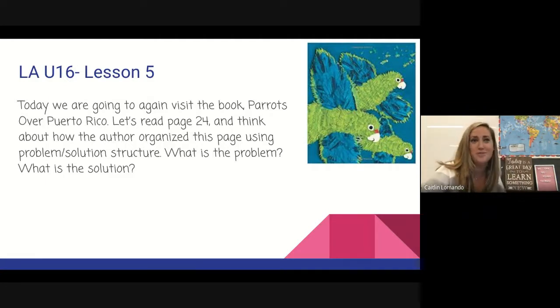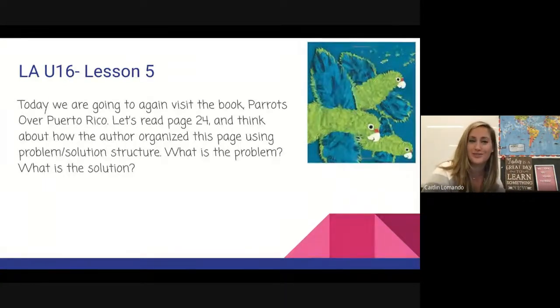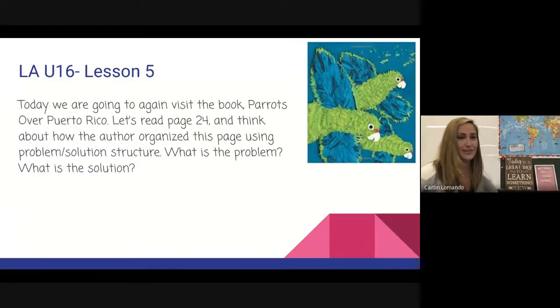What was the problem on that page? What was the solution? I think the problem is pretty clear, that parrots basically became endangered in Puerto Rico with only 13 left. So what did scientists do to find a solution to this problem? Remember, they set up nesting places for parrots to hopefully regrow the population.